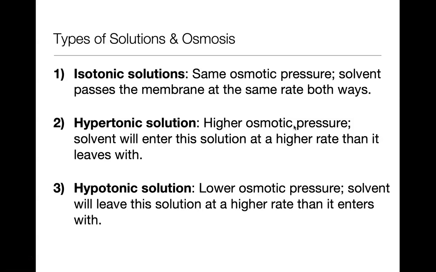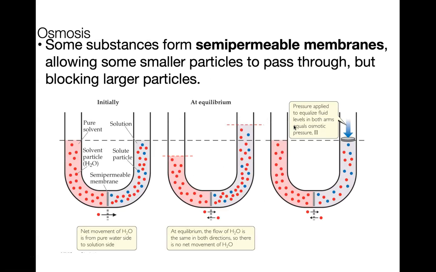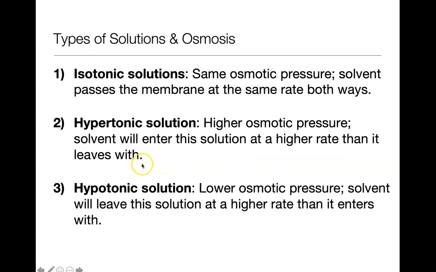We're going to have isotonic solutions. That means, if I'm looking back here, the two solutions that are separated are going to be equal concentrations of solvent and solute, so the osmotic pressure is going to be equal. So the passage of water through the semi-permeable membrane is equal, and nothing happens.